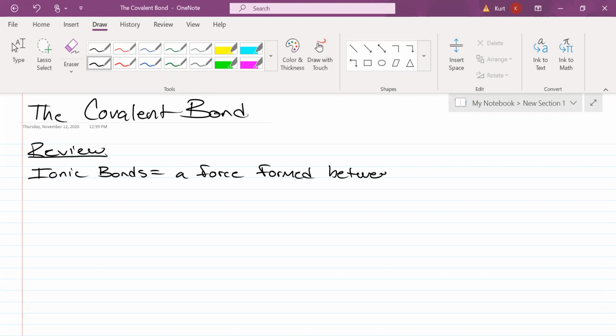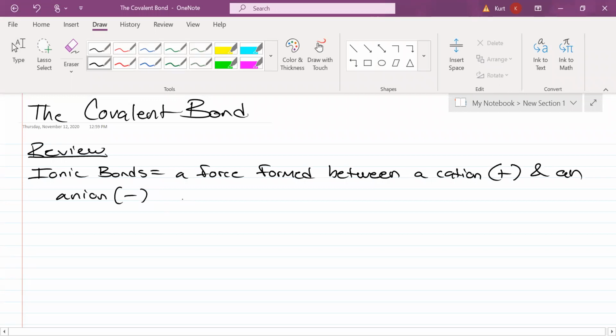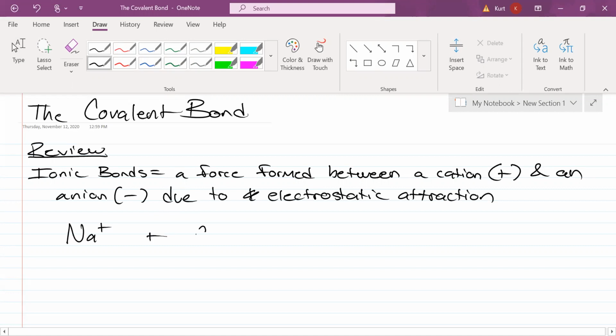between a cation, which is a positively charged ion, and an anion, which is a negatively charged ion. A force formed between a cation and an anion due to electrostatic attraction. So basically, positive attracts negative, and they're able to come together to form an ionic bond. So for instance, a sodium ion reacts with a chloride ion to yield sodium chloride.